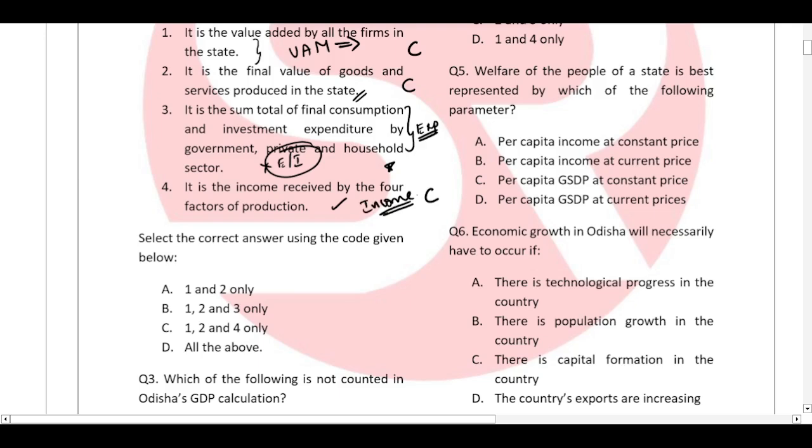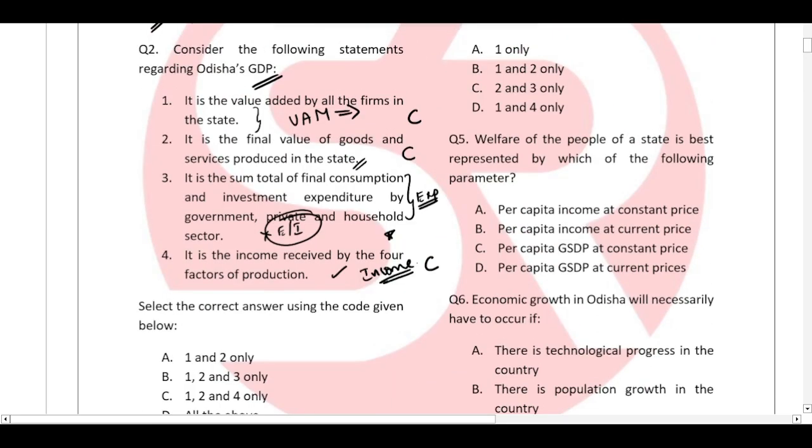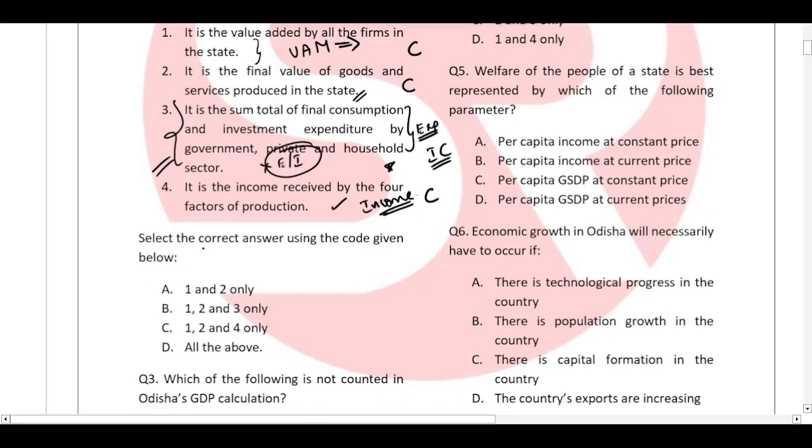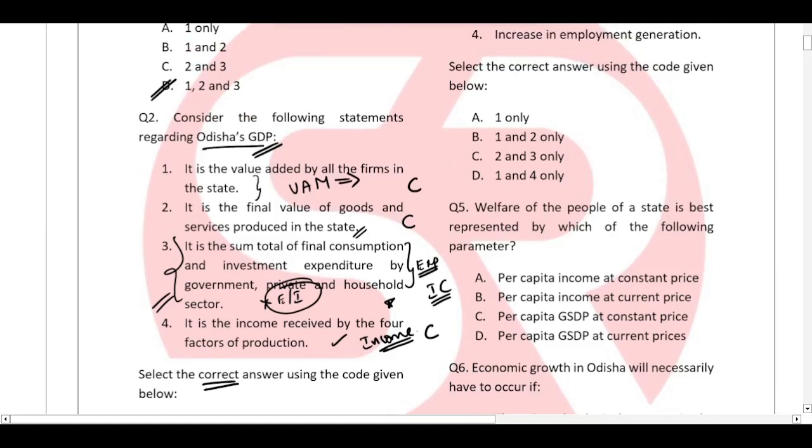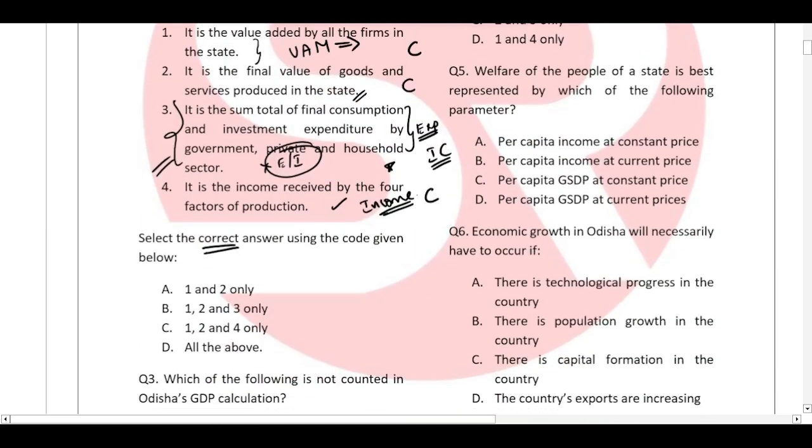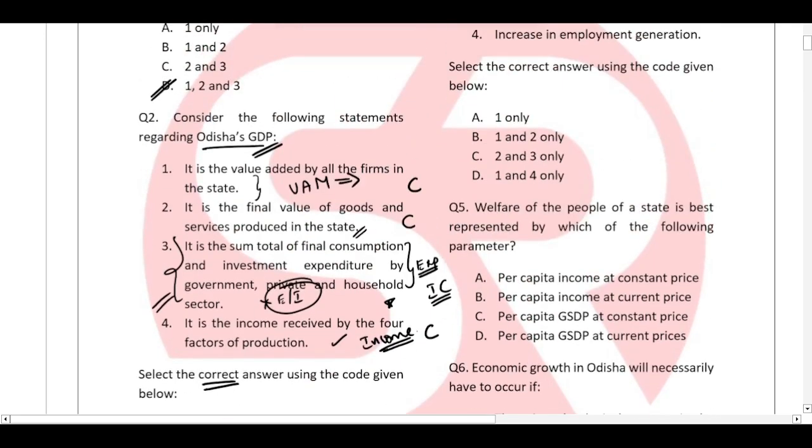So if you see here, this question is talking about the different methods of calculation of GDP. And the only wrong answer here is the third one pertaining to the expenditure method, because the formula is incomplete. The statement is incomplete. So this is the incorrect statement. And what is the question asking us? Select the correct answer with respect to Odisha's GDP. So only 3 is wrong. So there is no 3 in this option. So option C is the correct answer for question number 2.